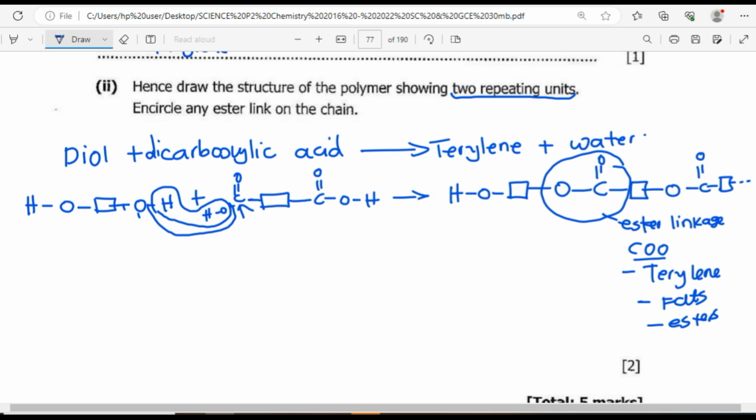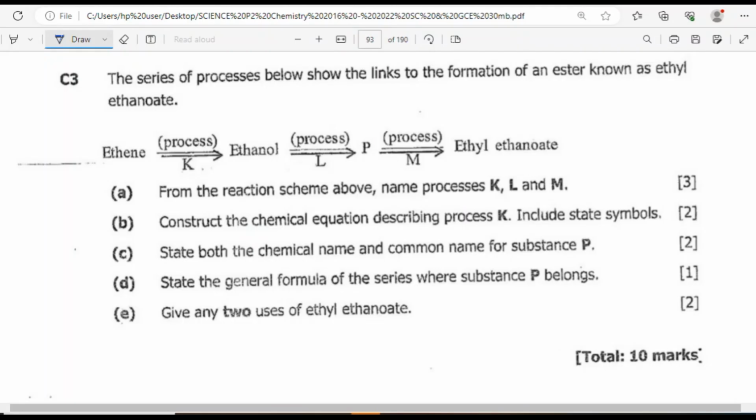You may also be given this structure and the question is just to draw the ester linkage. So this is what you have to do. Okay, so now we move on. The series of processes below shows the links to the formation of an ester known as ethyl ethanoate. Let's look at this series: ethene, process K, ethanol, process L, product P, process M, ethyl ethanoate.